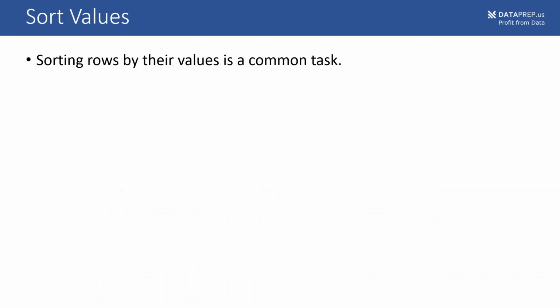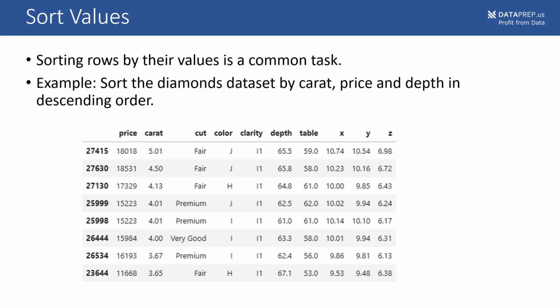Sorting values in a data set is a very common task. And again, nearly all software offers that as a functionality. Those who use Excel, we always find ourselves sorting data to find out the largest values or the smallest values or sort things in alphabetical order. Here we have an example of sorting the diamonds data set by carat, price, and depth in that order.